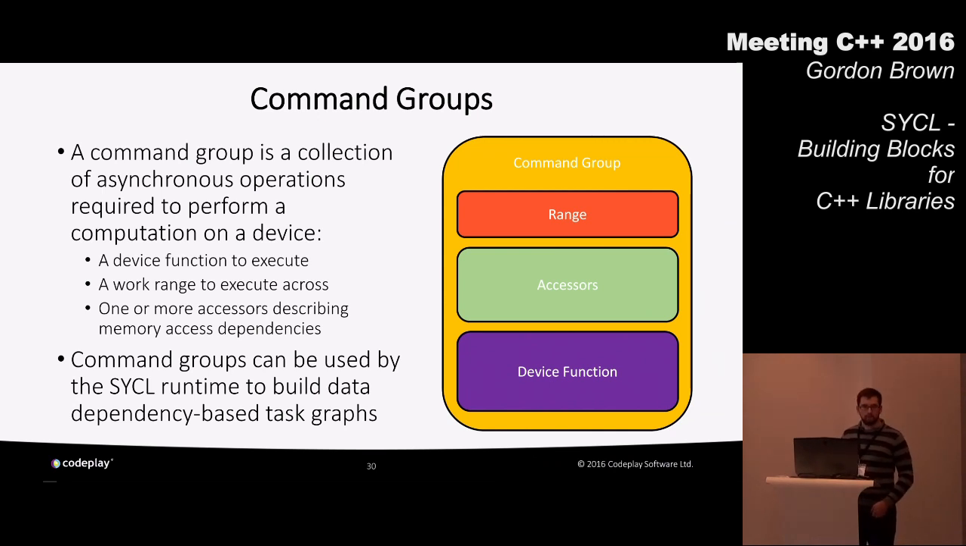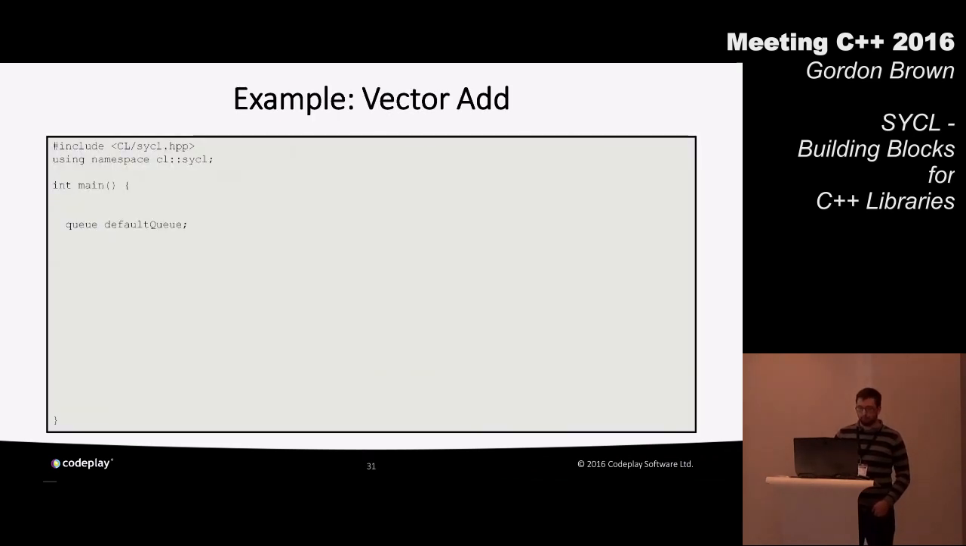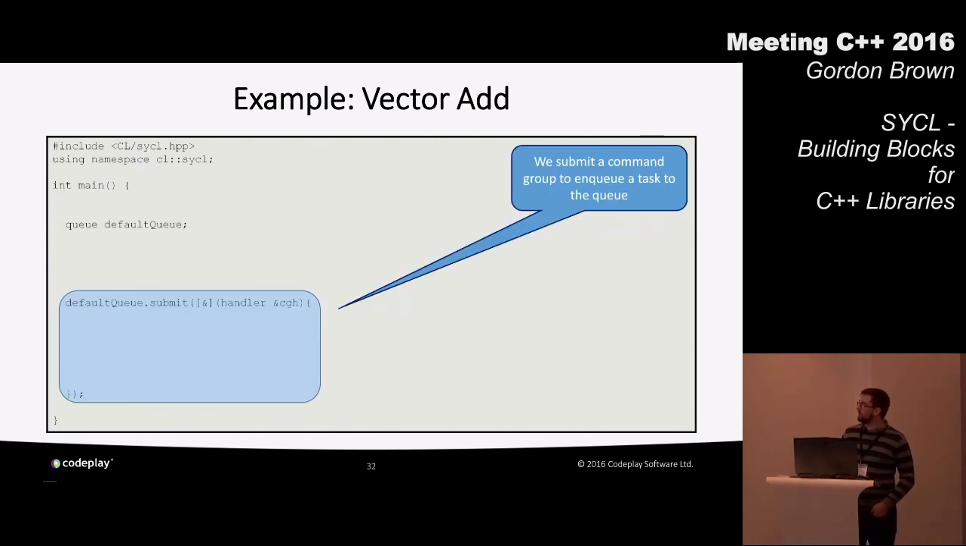What these command groups allow you to do is define dependency-based task graphs, and we'll talk about that a bit more in a moment. So back to the example, we create a command group by simply calling submit on the queue. To the submit function, you pass a function object, and again, it can be a lambda or a functor. The parameter of this function object is a handler. This handler is a command group handler. It essentially links the different parts of the command group together.